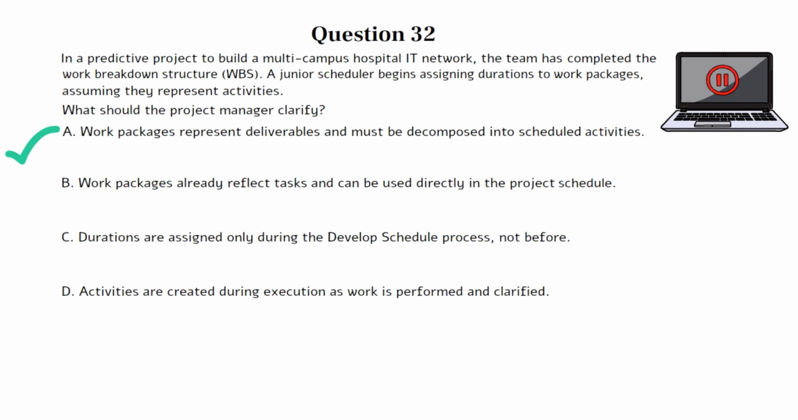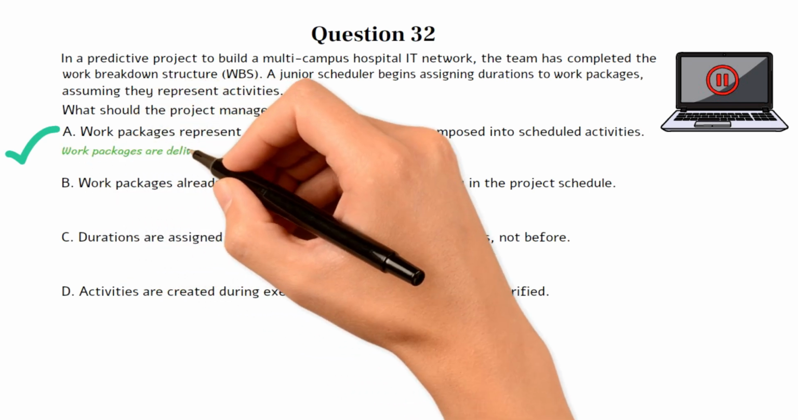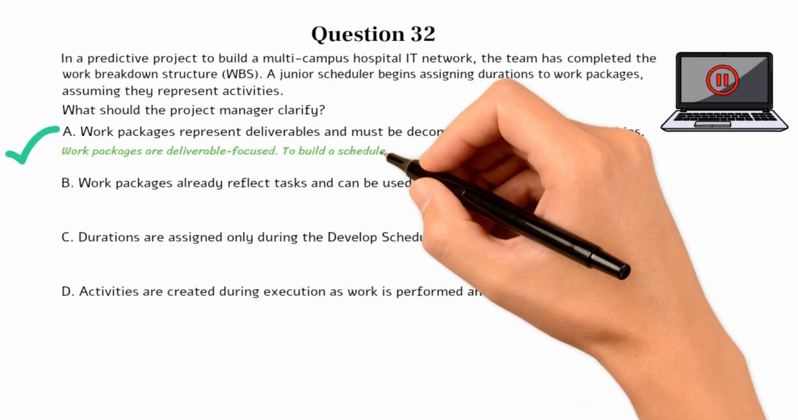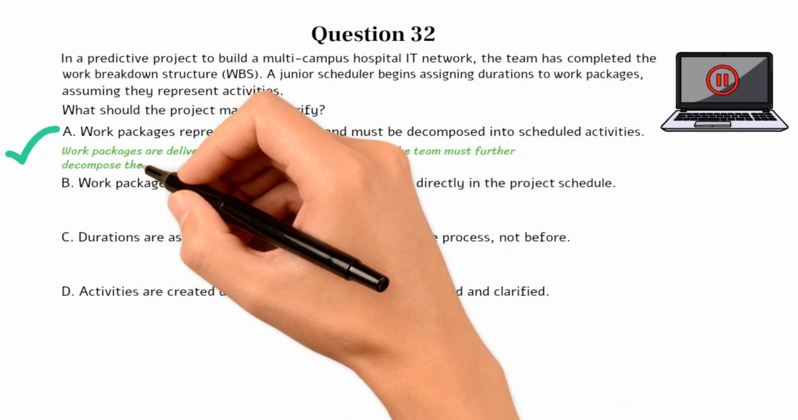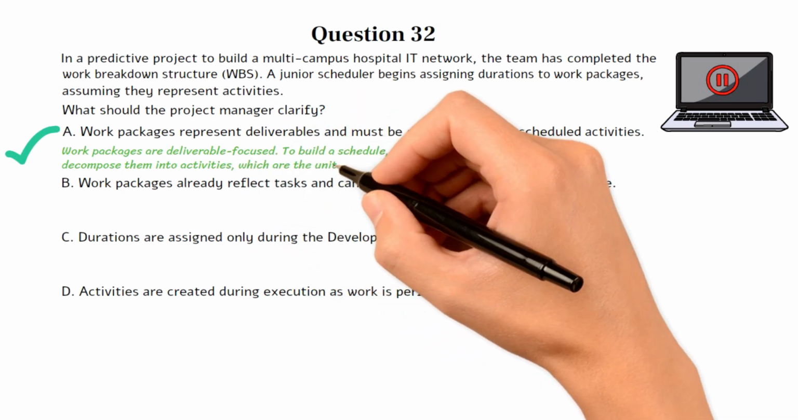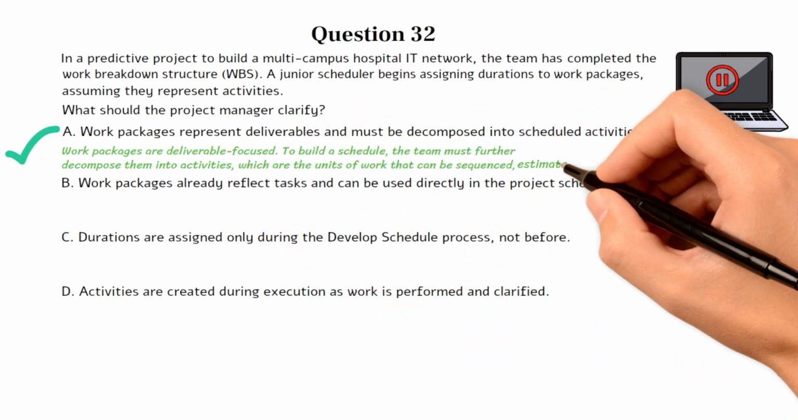This question tests your understanding of the define activities process. In predictive scheduling, creating the WBS defines what will be delivered, but it doesn't yet define how or when the work will occur. That's where activity definition comes in. Choice A is the best option because work packages are deliverable focused. To build a schedule, the team must further decompose them into activities, which are the units of work that can be sequenced, estimated, and tracked.